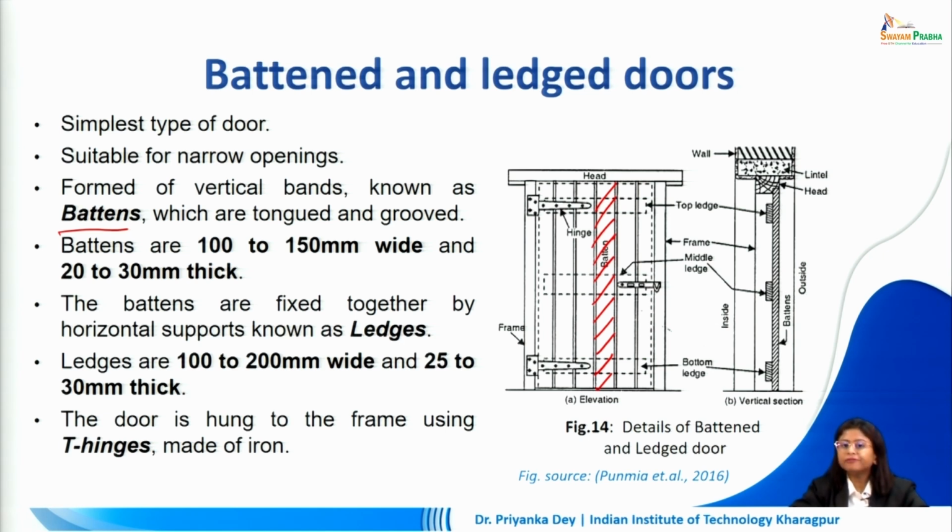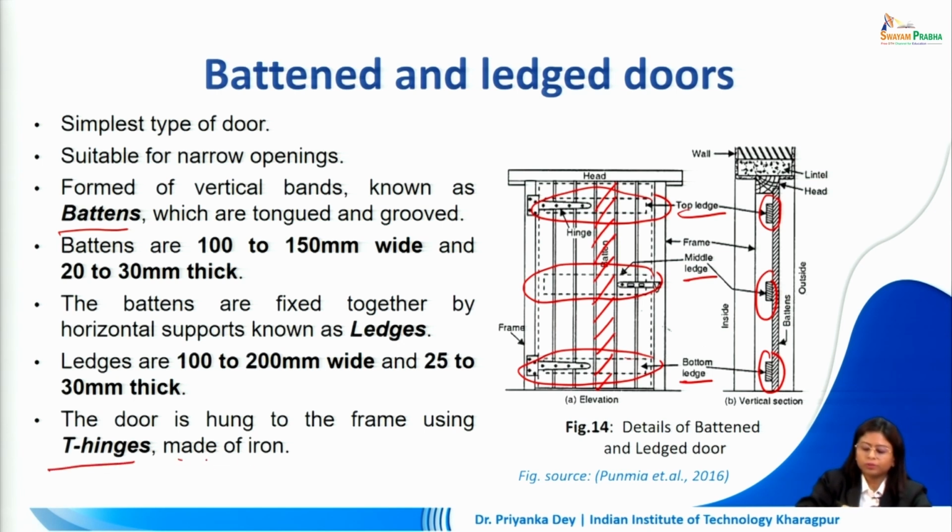The battens are fixed together by horizontal supports known as ledges. So these are the ledges that we see in dotted line here. So they are fixed at various levels. If they are at the top, they are called the top ledge, the middle ledge and finally at the bottom they are called the bottom ledge. Usually the ledges are similar in cross section to the battens, 100 to 200 millimeters wide and 25 to 30 mm thick. The door is hung to the frame using T hinges. These are normally made of iron.